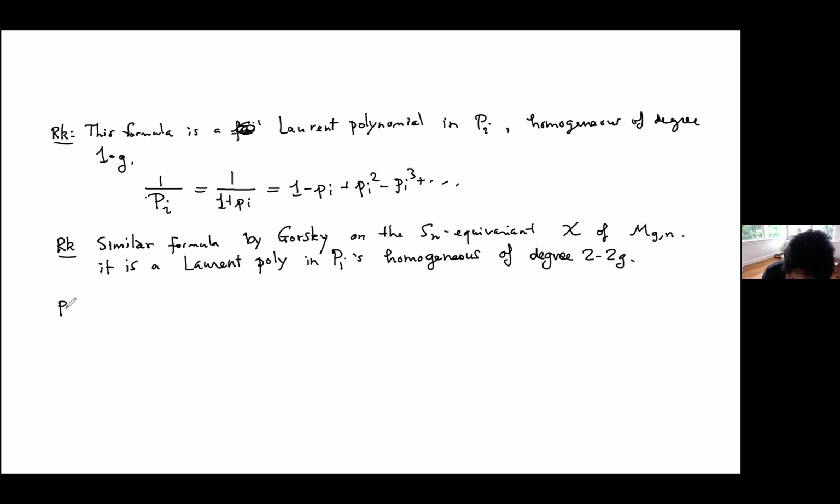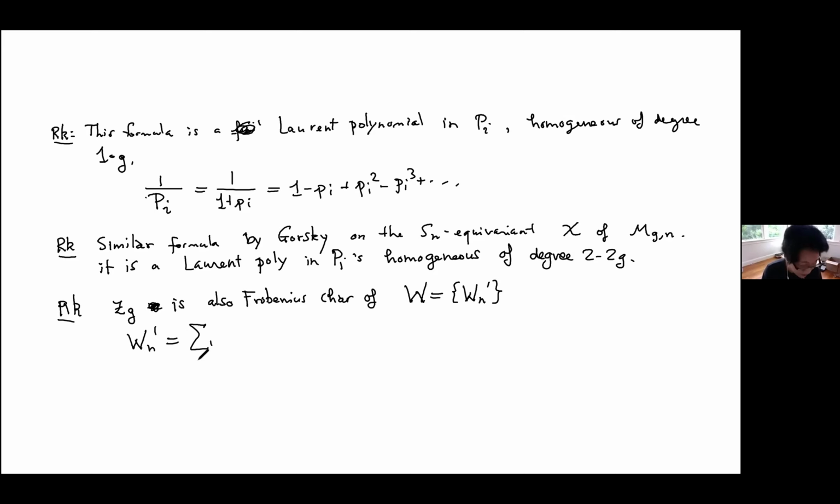Finally, I should remark, in case you're not carefully following the seminar, that our formula is also the Frobenius characteristic of the top weight Euler characteristics. Let me just write it like this. So the sequence of Sn representations W_n prime, where W_n prime is the top weight Euler characteristic of MGN, of that same moduli space.